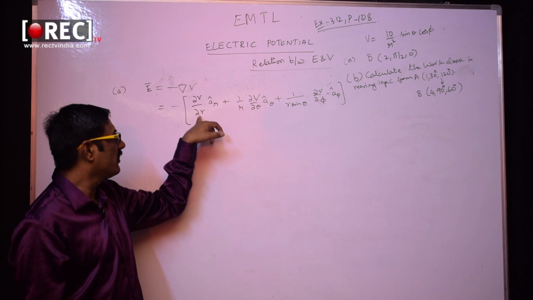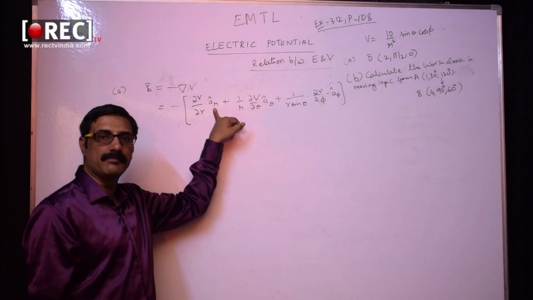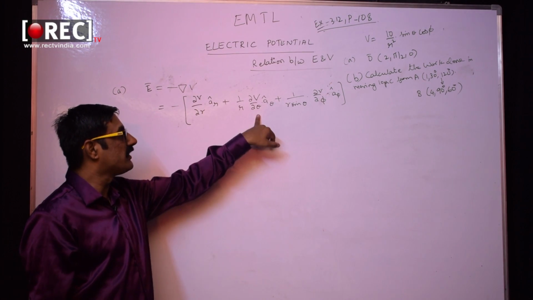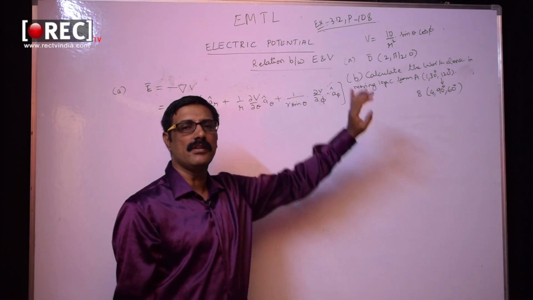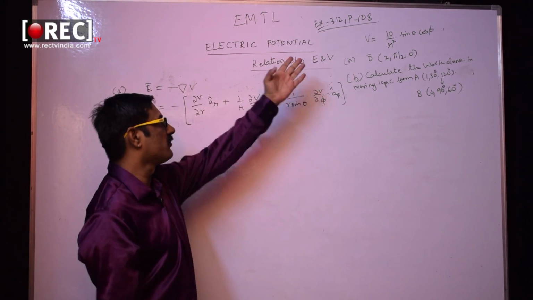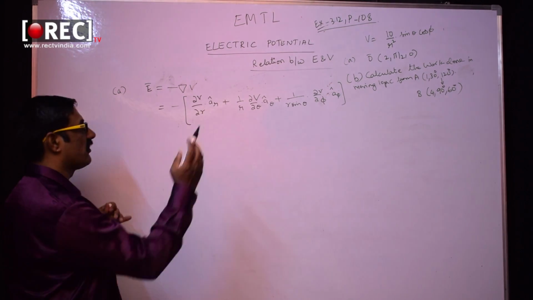So del V is expanded as dou V by dou R into AR cap plus 1 by R into dou V by dou theta into A theta cap plus 1 by R sin theta into dou V by dou phi into A phi cap. So now let us substitute the given V there. So 10 is a common value.